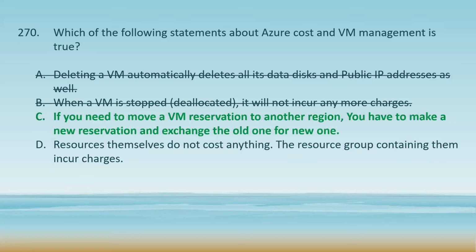Third statement is correct, my friends. Azure reserved virtual machine instances are typically associated with a specific region and instance type. If you need to change the region or instance type covered by a reserved instance, you indeed need to purchase a new reservation for the desired configuration and potentially exchange or cancel the old one. And the last statement is obviously incorrect.